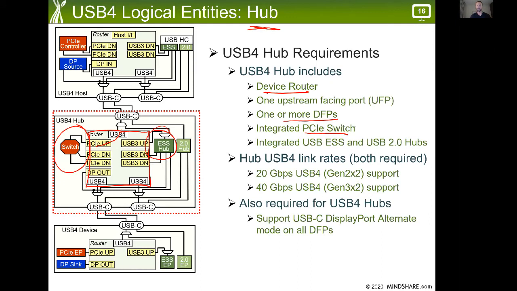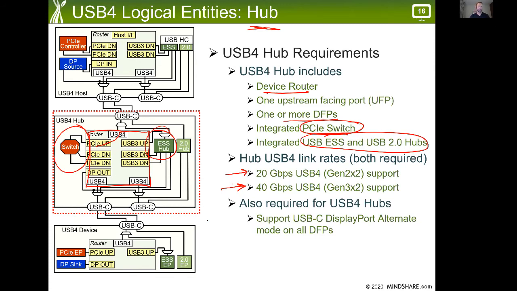Okay, but these integrated PCI Express switches and high-speed hubs, USB 3, USB 2, those are required in our USB 4 hubs. So USB 4 hubs are required to support both the Gen 2 speed of 10 gigatransfers per second, as well as the Gen 3 speed of 20 gigatransfers per second. That was not a requirement of the host, but that is a requirement of all USB 4 hubs.